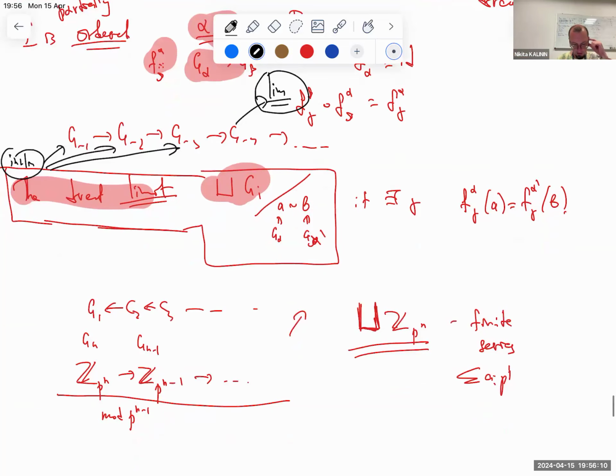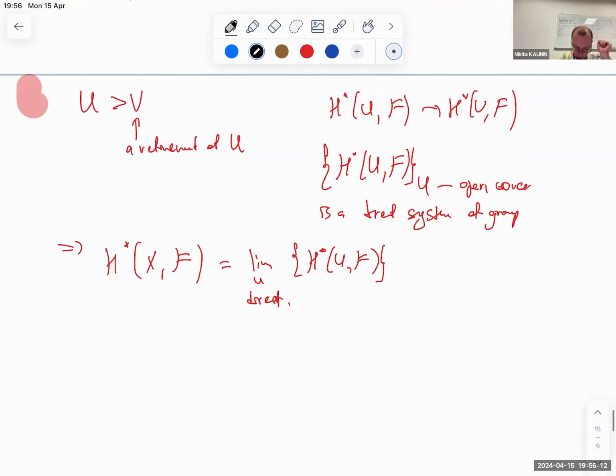Yeah, and so since this here is a direct limit, from any cover, if you compute the cohomology, there is a map to this limiting cohomology.